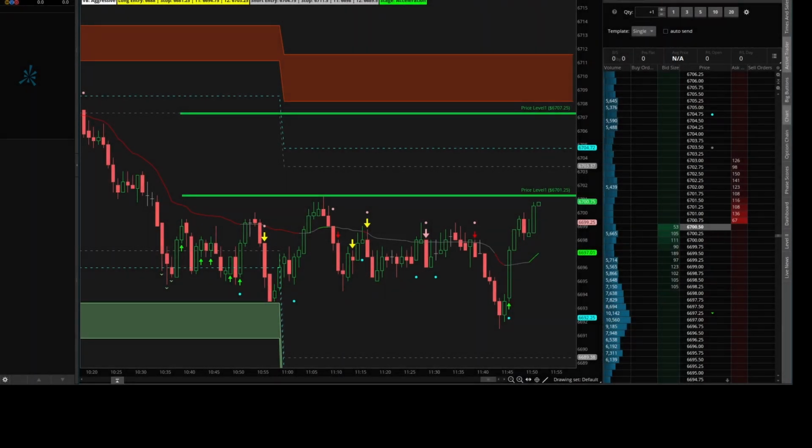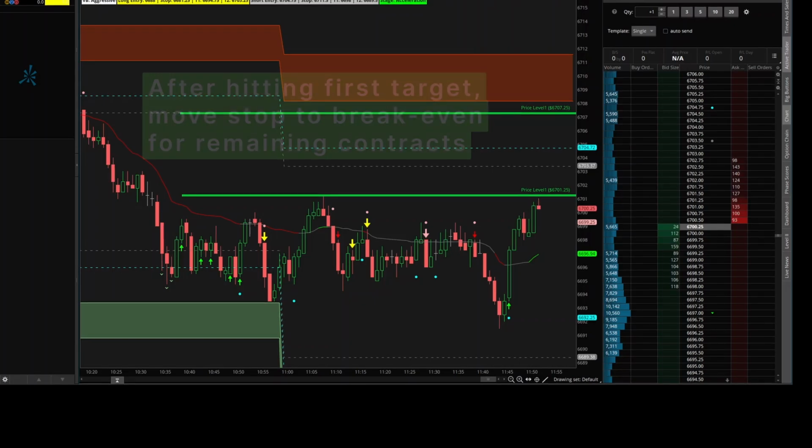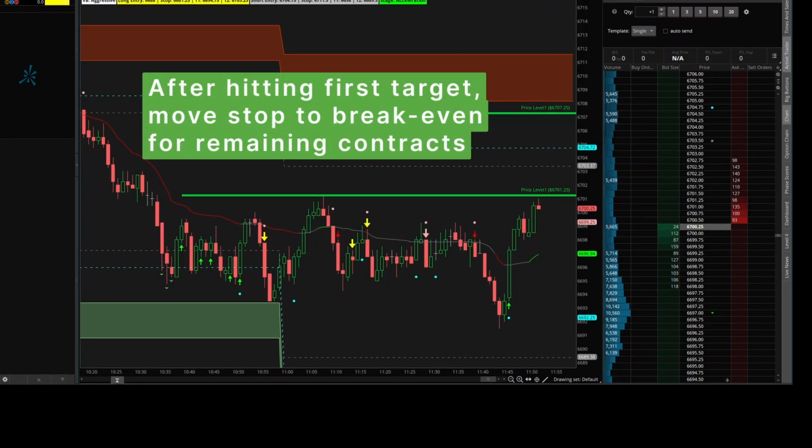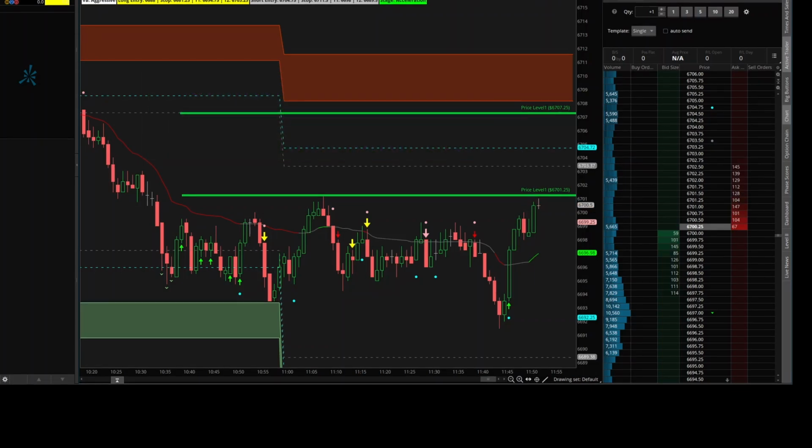All right, we're now in the final hour of the markets, and you'll see we're making our way to our first target. We chopped around a little bit, even had a little bit of heat, but now we're making our way right back to that 6701.25 level, our first target. Once we hit it, we're moving our stop to break even and then trying to see if we get to T2, which is at 6707.25. So that has a break even stop.